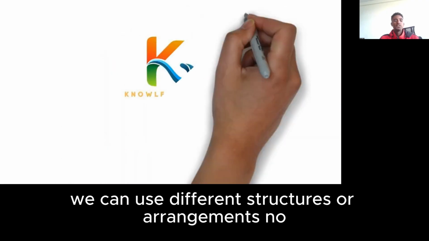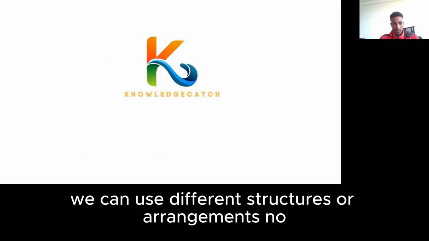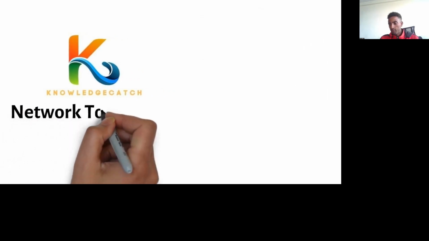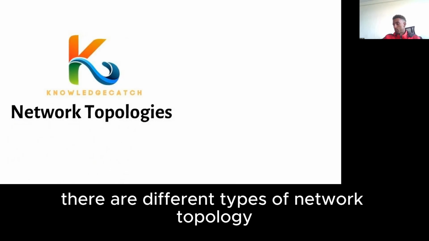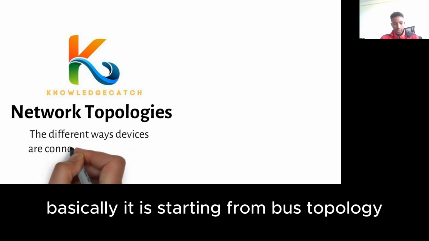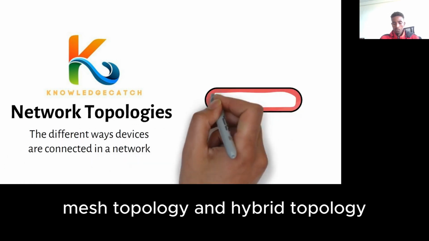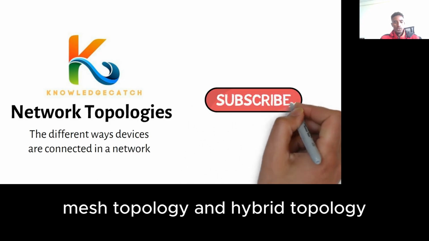So based on this, we can connect different networks. However, when we connect networks, we can use different structures or arrangements. This network arrangement is known as network topology. There are different types of network topology. Basically, they are bus topology, ring topology, star topology, mesh topology, and hybrid topology.